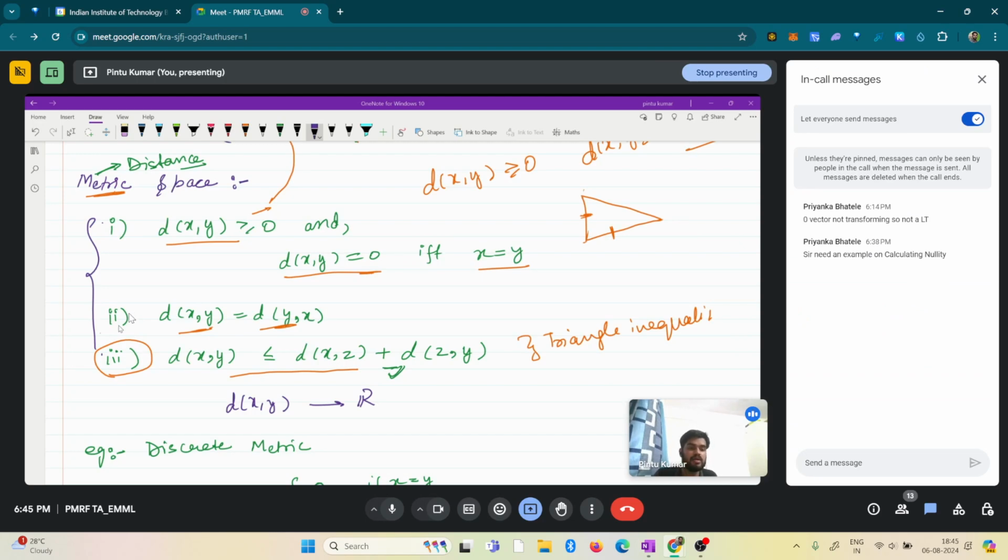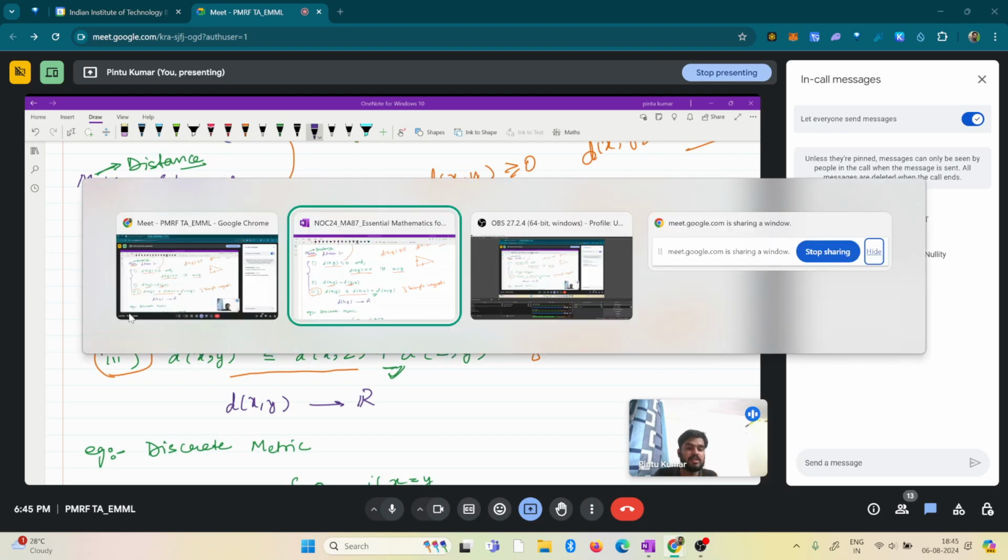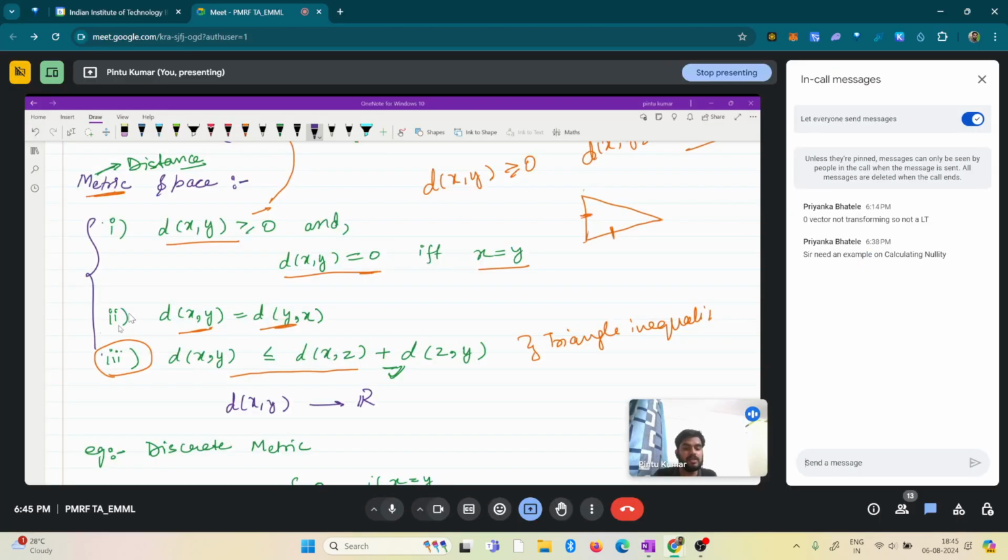Okay, I'll include an example of calculating nullity. Probably from the above examples, I'll define nullity and what is rank, and then I'll do that after discussing this.